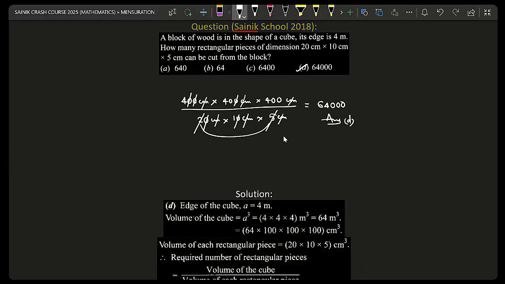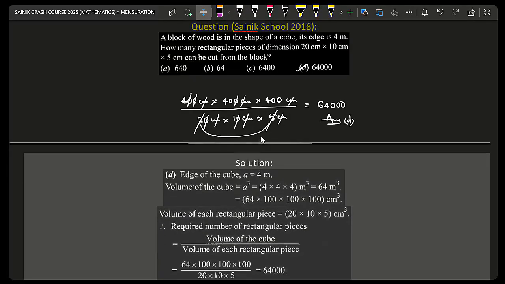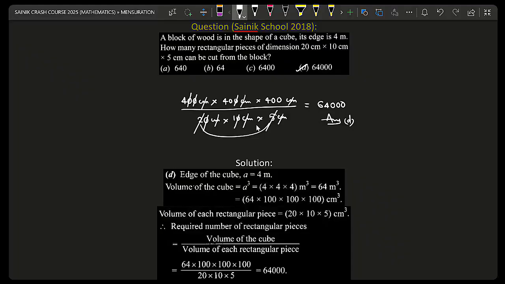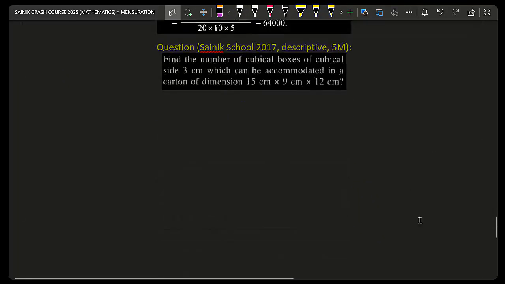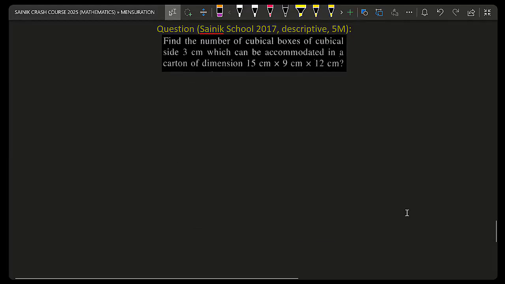So the required number of rectangular pieces we will obtain by dividing the volume of the cube by the volume of each rectangular piece, that is going to be 64,000. Next question, 2017 paper. It's a descriptive exam question for 5 marks.